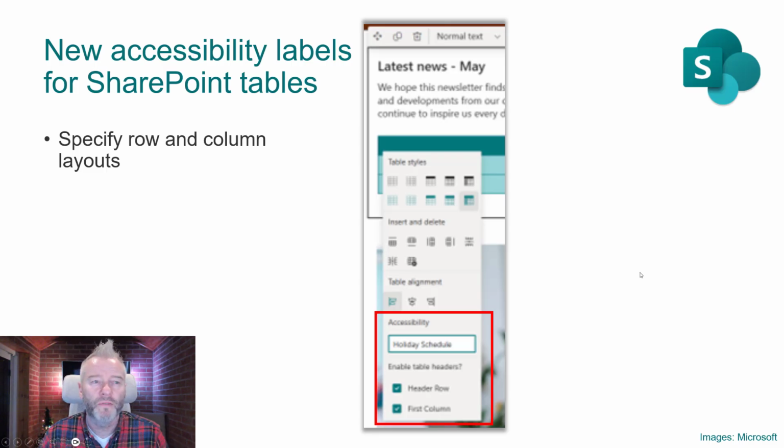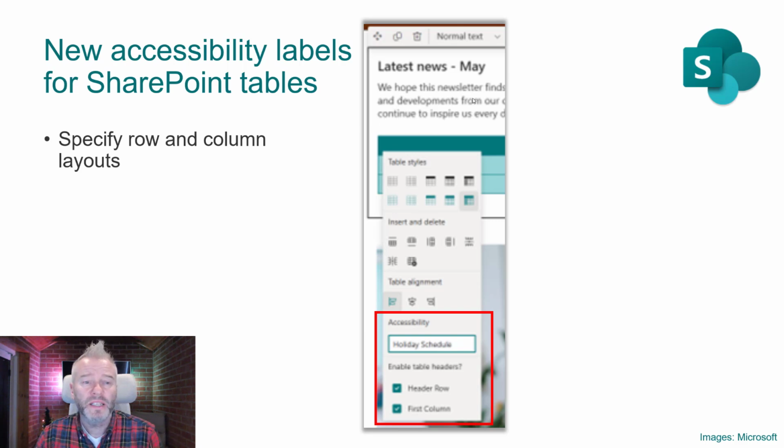And we've got a quick one for SharePoint: new accessibility labels for SharePoint tables. So I apologize for the screenshot here. Microsoft kindly provide screenshots in the admin center, but sometimes the quality isn't great on them, but I'm still grateful that they do. I'm just apologizing, that's the best one I've got at the moment.